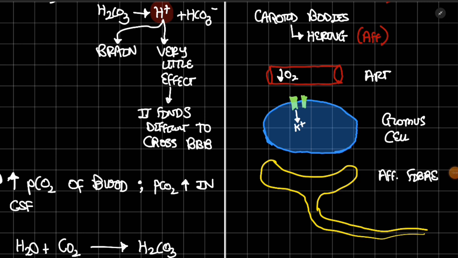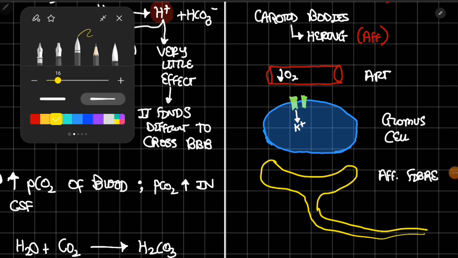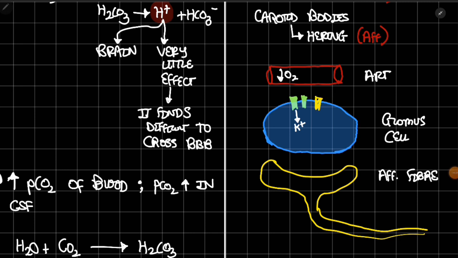Then there is an increase in K plus concentration in the glomus cell, but the K plus channels are closed, so depolarization occurs. This depolarization will further open the calcium channels, and it will lead to influx of calcium. Since depolarization occurs, Ca2 plus increases. What will this do?